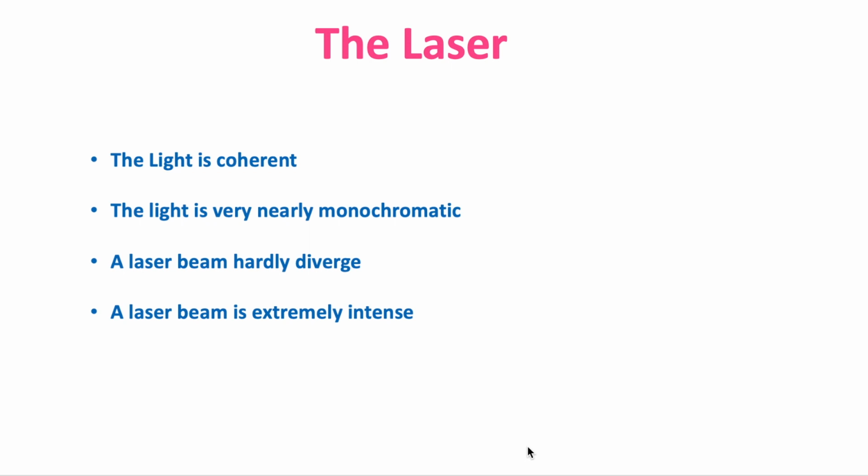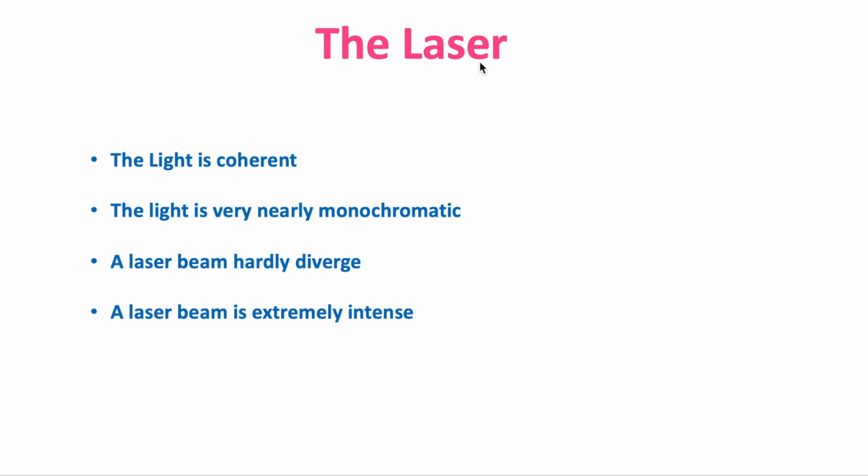For example, if a laser beam is sent from the Earth to a mirror on the Moon, the beam reflected back can be detected without much diversion. But a normal light beam would have diverged and spread out a lot during this trip. And the fourth property is that a laser beam is extremely intense.